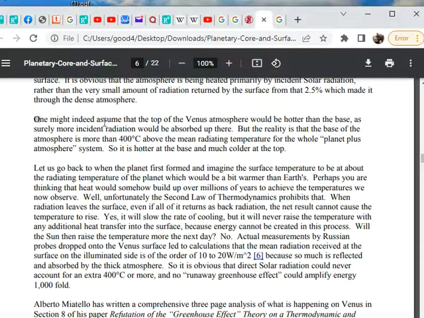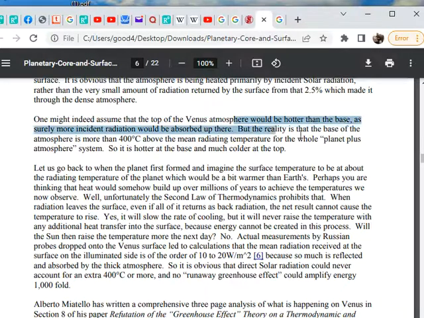And it goes on to say, one might indeed assume that the top of the Venus atmosphere would be hotter than the base, as surely more incident radiation would be absorbed up there. But I don't know why he would say that's something anyone might assume. That is utterly incompatible with the greenhouse effect, the theory of the greenhouse gas effect. It is the bottom surface of the atmosphere that is at the bottom of the blanket, and the top surface of the atmosphere is the top of the blanket, so it is the bottom surface that is hotter.